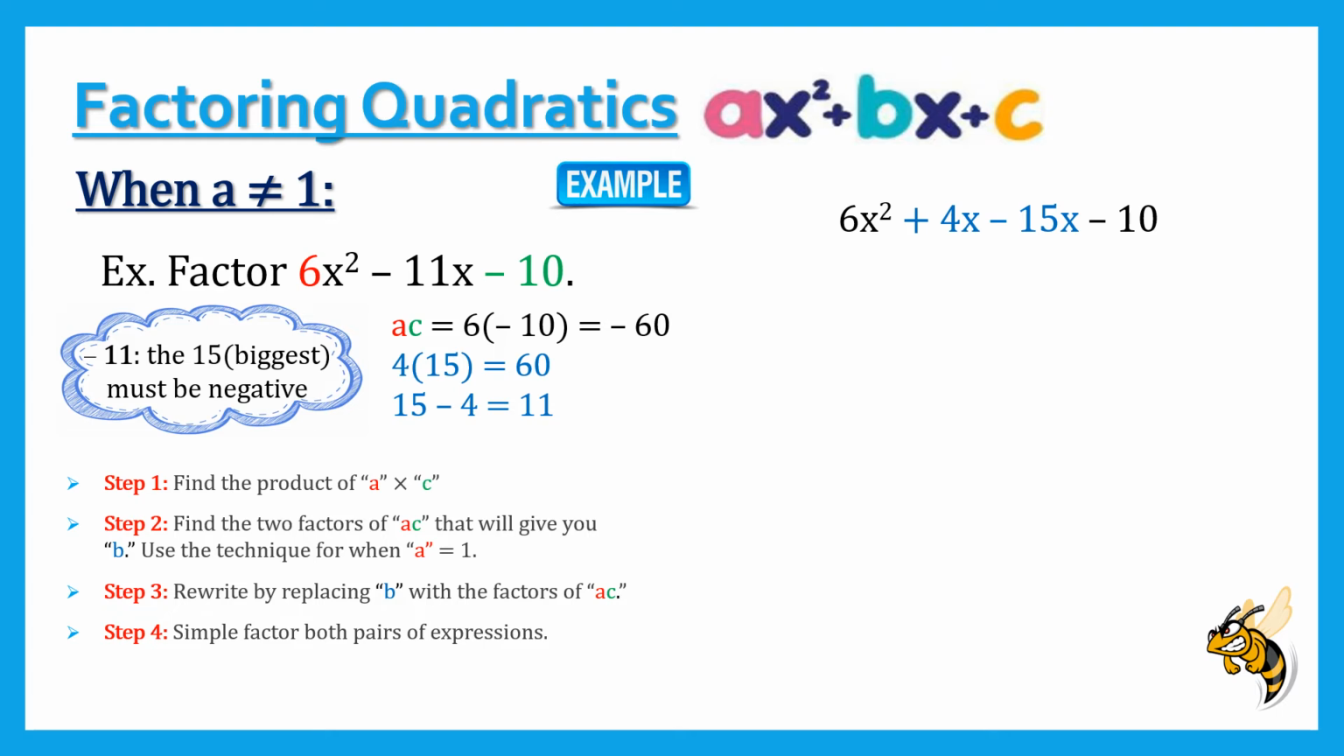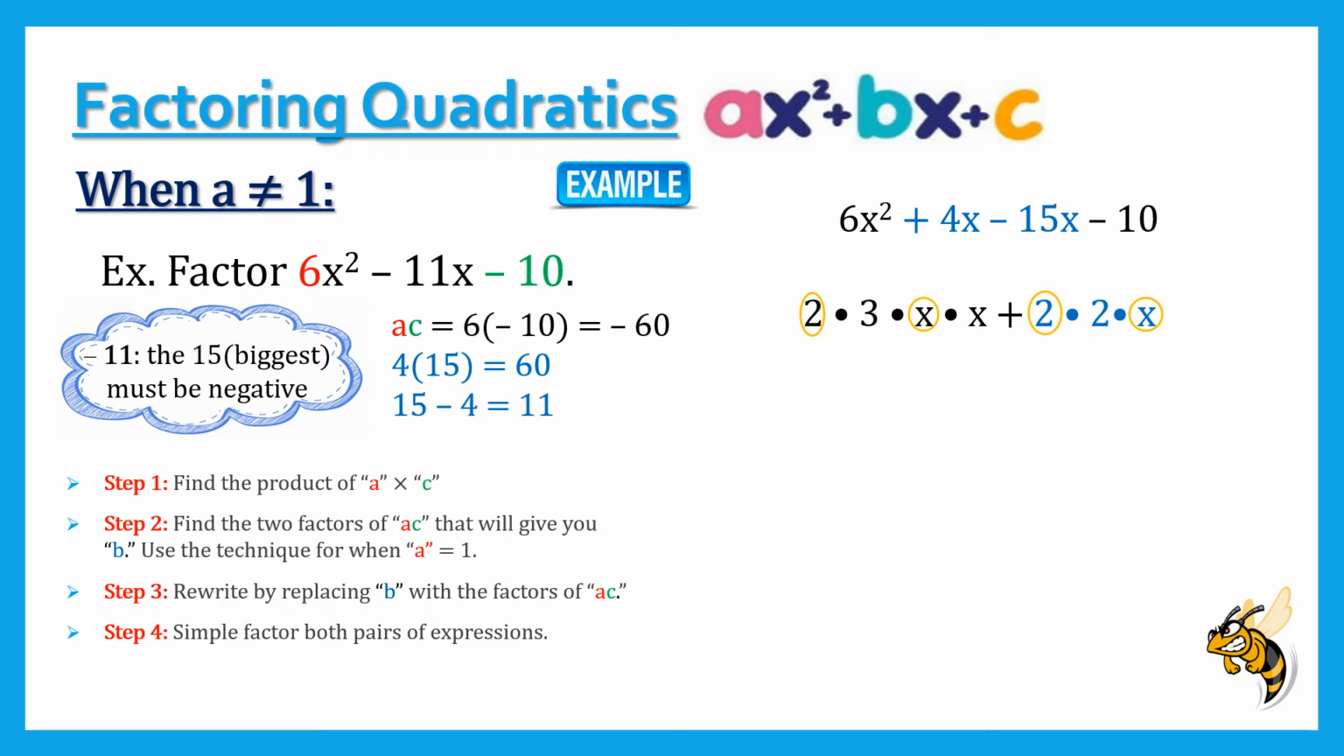The first one is 6x squared plus 4x. I'm going to break it down into its prime factorization. So it's going to be 2 times 3 times x plus 2 times 2 times x. Now we need to figure out what each term has in common. They both have a 2 in common. They also have an x in common. So the greatest common factor will be 2x, because that's what they have in common.